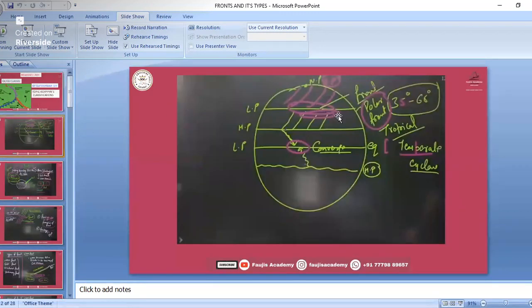Now you all know that the tropical region is mostly from here, 5 degrees, to here. So that is the tropical region. Then we have the subtropical area, then the polar front area, then the temperate area, then the polar area. All those we'll see in tomorrow's classes, and we'll see about the different types of fronts also.